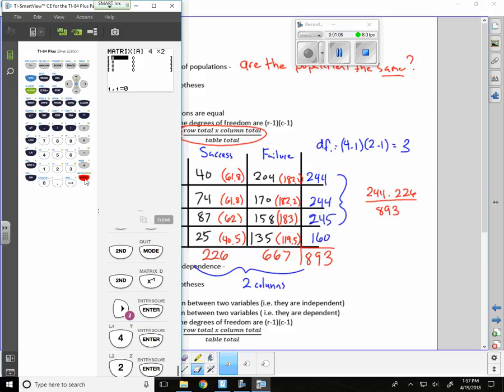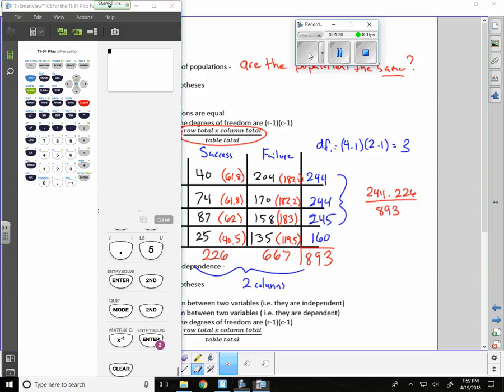Now I'm ready to enter in all of my observed values. So I observed a 40 and a 204, etc. So we'll pause right here while we enter in the rest of the data. So we've entered our data.